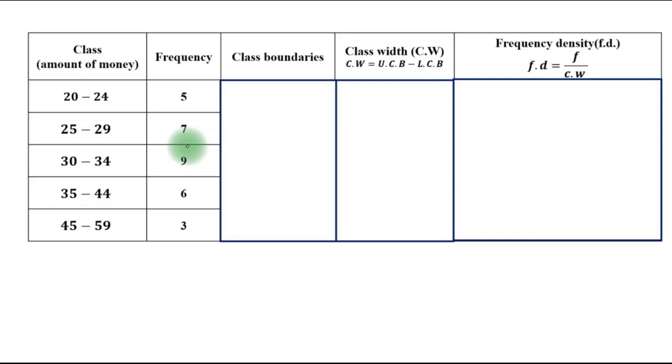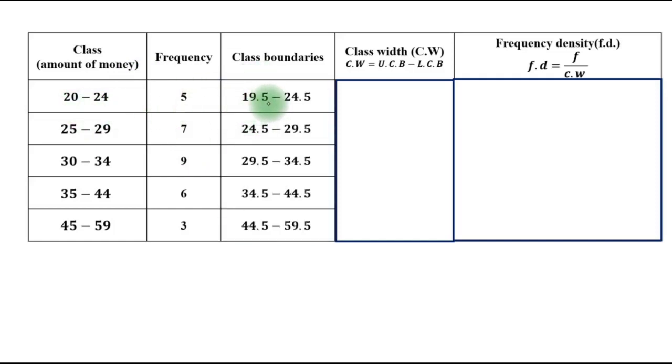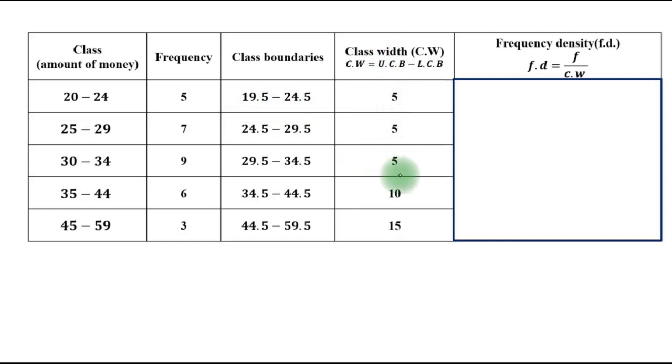So we need, we can see from here, let us see class boundary. This 19.5 to 24.5 all the way. So that's how we get the class boundary, lower and upper, for all the classes. Then class width, we subtract 24.5 minus 19.5. So that's what we shall end up getting.